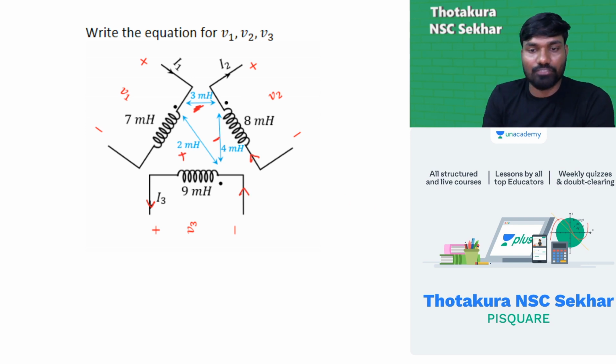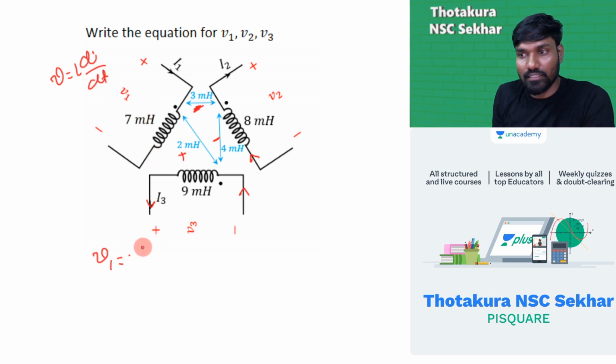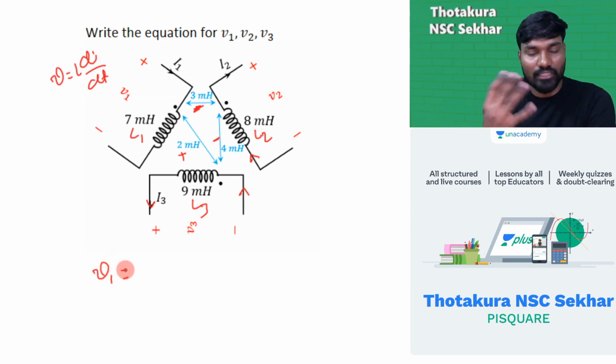Now write the KVL equation for this. V is equal to L di by dt, we know. It has three voltages. One is self-inductance, 7 milli. Or why take 7 and all? Let's take it as L1, this is L2, this is L3, for the sake of simplicity. Now you write in terms of L1, L2, L3. Replace L1, L2, L3 with any value.